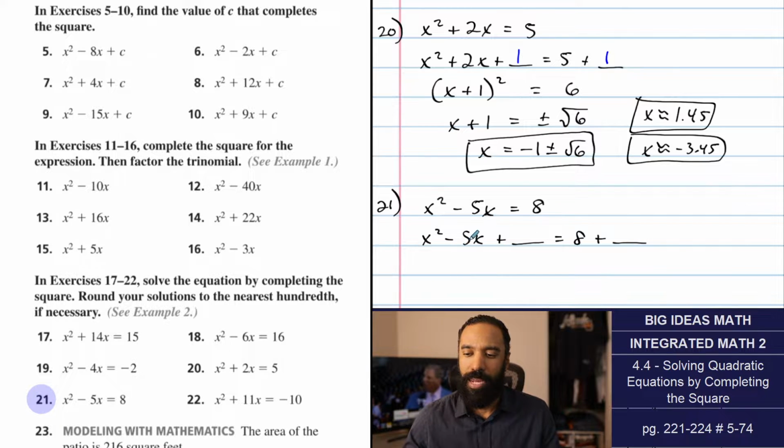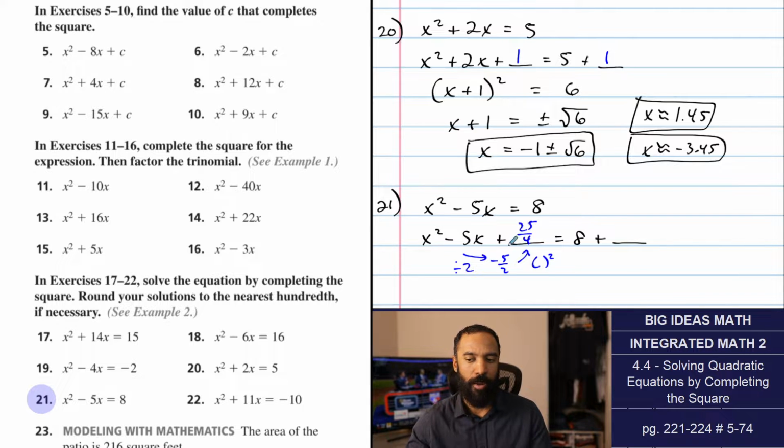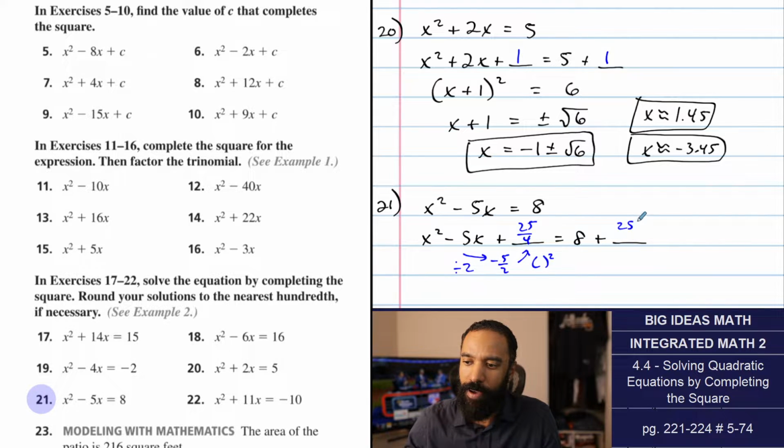And here we go. Negative 5 over 2 is negative 5 halves. We square that to get 25 over 4. I'm only writing that so you can see exactly how this goes. Next problem, I will not do this. This is 25 over 4 here.